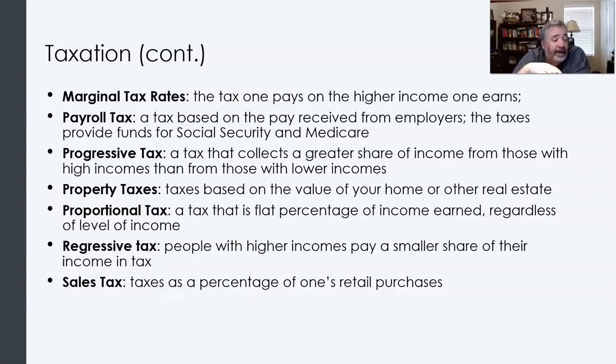A regressive tax is basically when people who have lower income pay a greater share of their income in taxes than people with higher income. That's regressive. That's the opposite of progressive, right? Then a sales tax is a percentage of one's retail purchase. You've heard me say that corporate taxes are nothing but a regressive tax on consumption. All right, because everybody has to buy some stuff, and when you tax corporations and that gets passed on to the consumers, now you're paying that tax. All right.